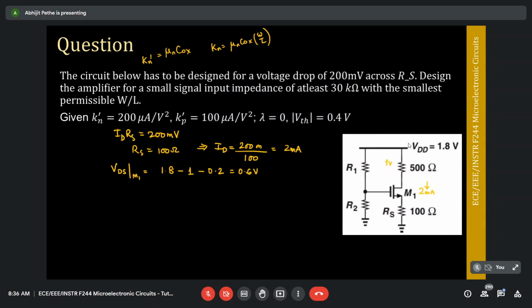Now, I want the smallest transistor, so I need to ensure that I can bias it at the highest voltage possible. To maintain M1 in saturation, VDS should be greater than VGS minus VT, or in other words, VGS is less than VDS plus VT. VDS is 0.6, VT is 0.4, so VGS is less than 1 volt. So to design the smallest transistor, the maximum VGS can be 1 volt. I will choose VGS to be 1 volt to get the smallest transistor, right?